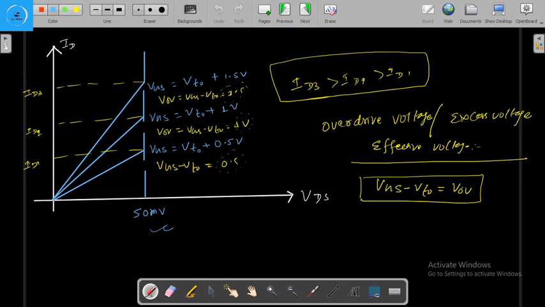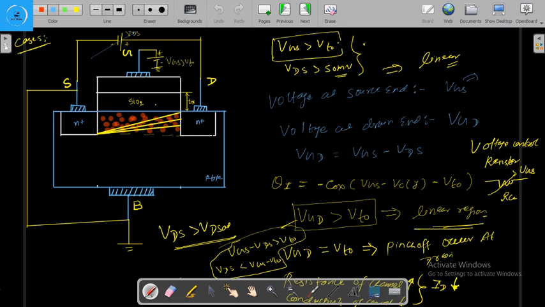Now when we increase VDS to a large value, more than 15 millivolt, we have seen that the voltage between the gate and the channel is decreasing as we move from source to drain. At the source end the voltage is VGS, and at the drain end the voltage is VGD, the gate to drain voltage. This VGD is nothing but VGS minus VDS. When we are increasing the drain to source voltage, our channel is no longer uniform, it becomes tapered in shape.